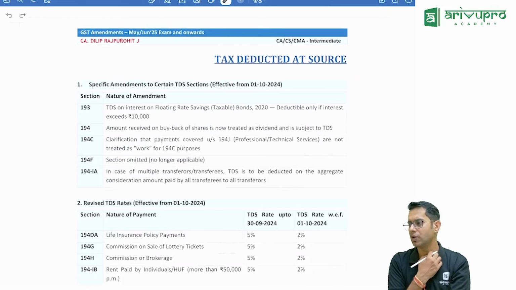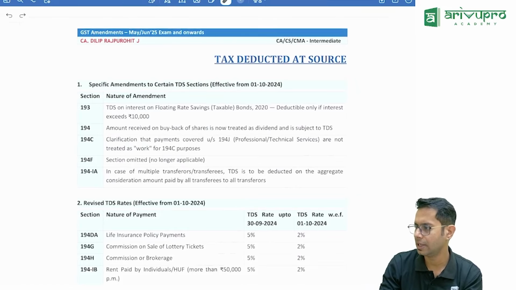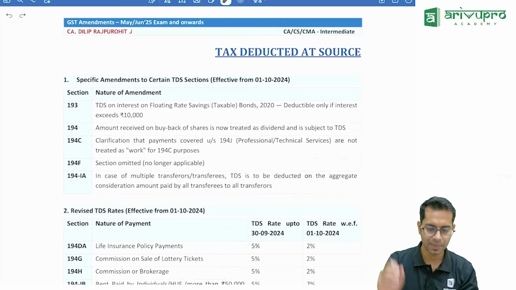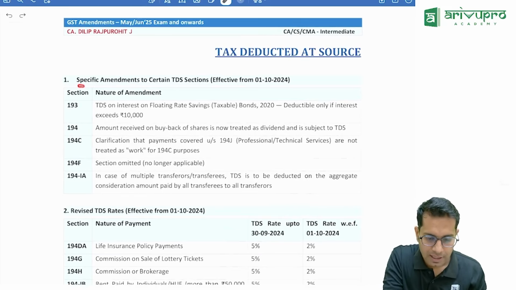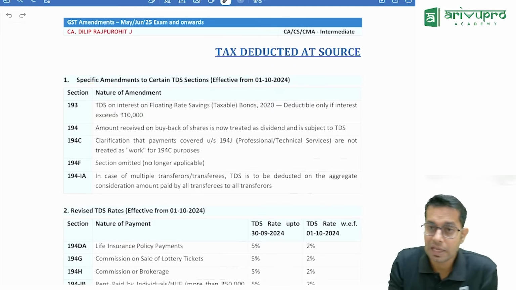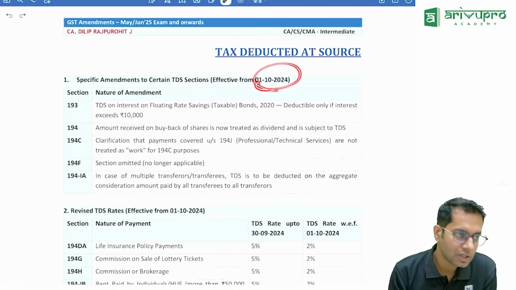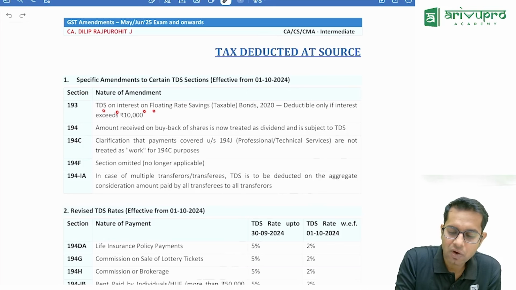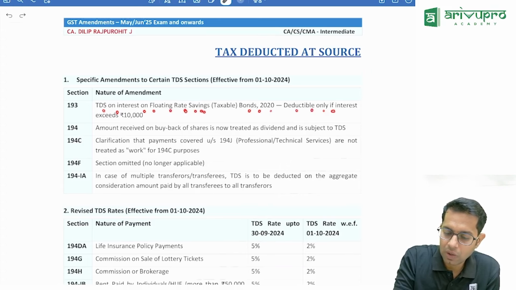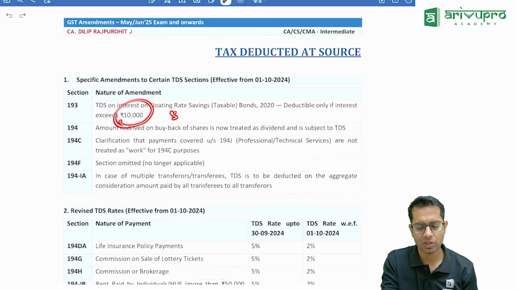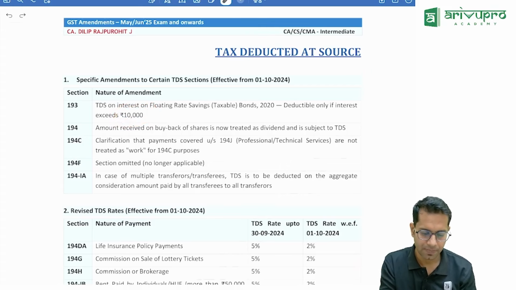Now, apart from this, one more change is in the TDS rates. TDS rates have been changed in some cases. Specific amendments to certain TDS sections with effect from 1st of October 2024. This change is from which date, sir? 1st October 2024. Section 193, TDS on interest for floating rate savings bonds, is deductible only if the amount exceeds 10,000 rupees. Before, the limit was 5,000, now they have increased the limit to 10,000 rupees.